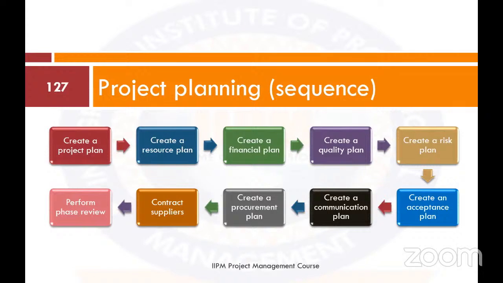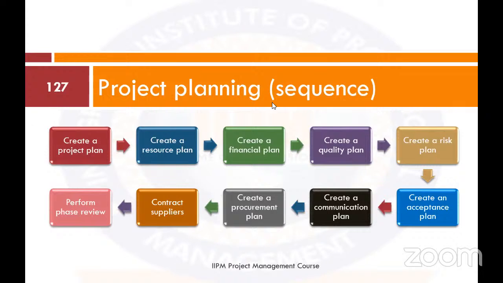Then you have your procurement plan. How will materials be purchased? How will human beings be hired? And all of the things that have to do with procurement. They have the contract suppliers, the relationship you have with the contract supplier. How do you manage contractors? How do you manage suppliers? Okay. And then you perform a phase review before moving to the next phase of the program. So this is typically what the whole project planning is all about. Okay, this is the sequence of what the whole project plan is all about.